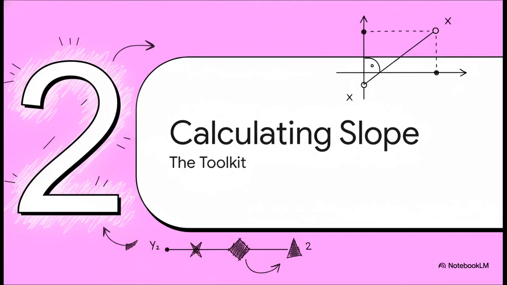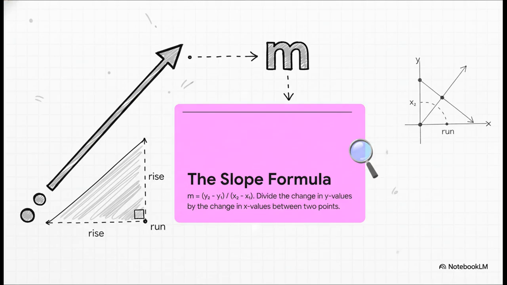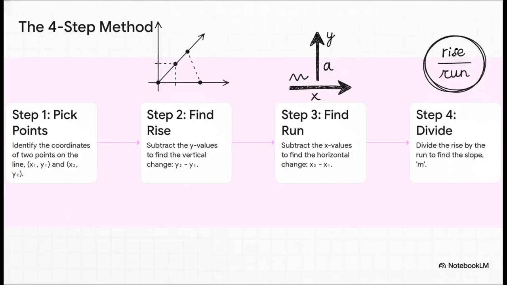All right, let's get practical. How do we actually put a number on this steepness? This section is all about the toolkit. We're going to learn exactly how to calculate the slope for any line, as long as we know just two little points on it. And this is the magic formula. Now, don't let the letters scare you. That m is just what we use for slope in math. And to find it, all you do is you take the change in the y values, that's the rise, and divide it by the change in the x values, that's the run. And it breaks down into the same 4 simple steps every time. First, you pick any 2 points on your line. Then you find the rise, find the run, and then just divide.